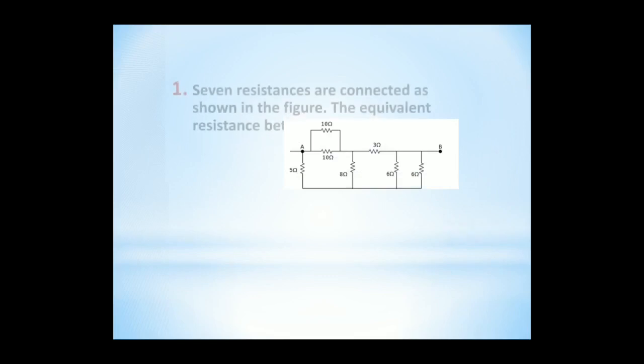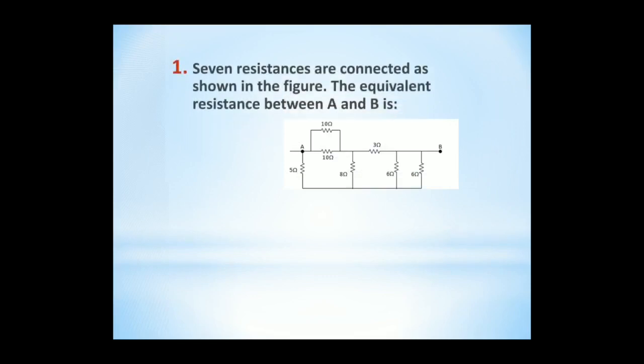Our first multiple choice question is, 7 resistances are connected as shown in the figure. The equivalent resistance between A and B is option A 3 ohms, option B 4 ohms, option C 4.5 ohms, and option D is 5 ohms. So a circuit is given in the figure. We have to solve it and find out the equivalent resistance between point A and B.